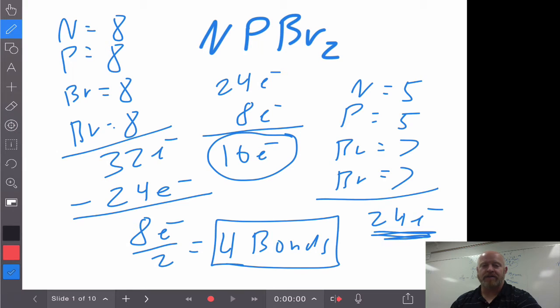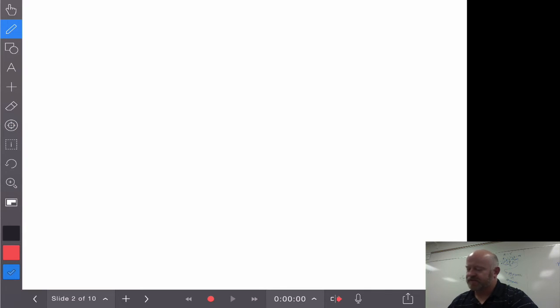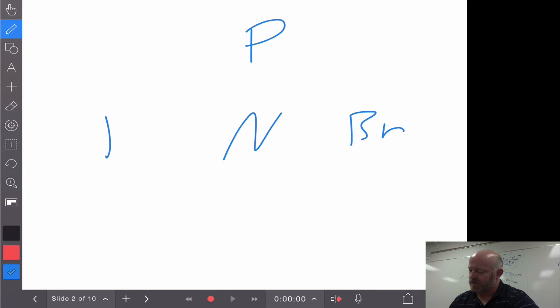So I have 4 bonds plus 16 extra electrons, and that's how I'm going to build it. So let's go through the process of actually building this thing now. So we had nitrogen, phosphorus, and 2 bromines. Nitrogen was written first in the formula, so we'll put nitrogen in the center. We have a phosphorus on it, and we have 2 bromines. Again, it doesn't really matter where on the quads you put this, but you need to have them there.